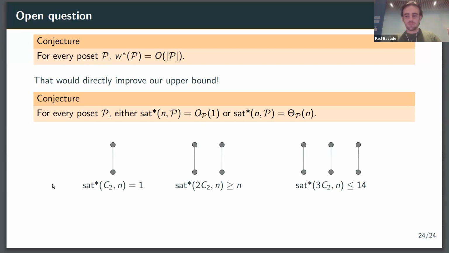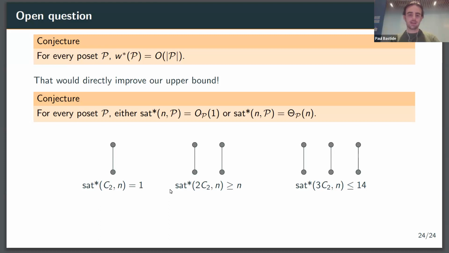And one very last thing, it's not a conjecture, but it's just to give you a glimpse of how little we understand about this poset saturation. If you take a C2, well, the saturation number is 1. It's just because you can take the empty set, for example, and anything that you add is below the empty set by definition. So the saturation number is 1.